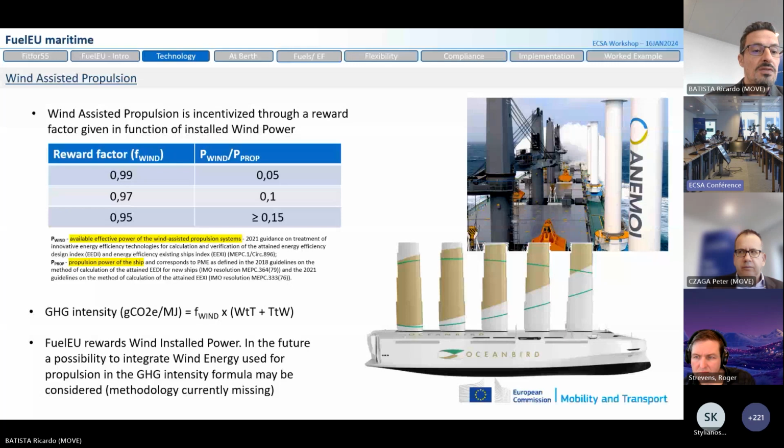In the future, we have the commitment to pursue a possibility to integrate wind energy as part of the greenhouse gas intensity calculation methodology, which we don't have now in view of an absence of a methodology for a verifiable and traceable method to compute energy from wind.